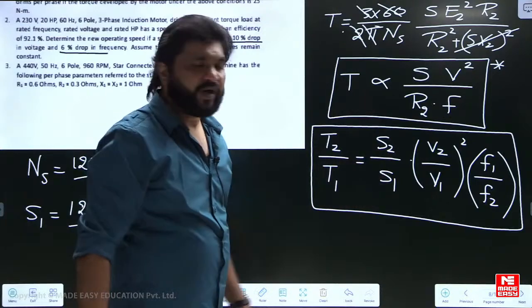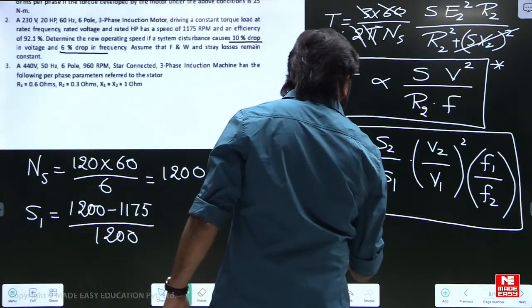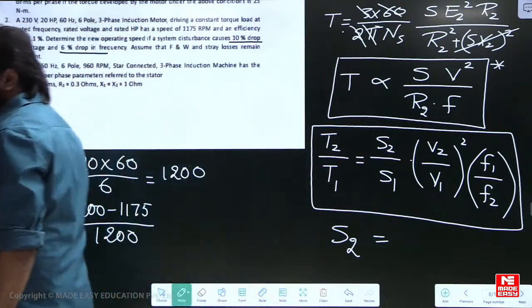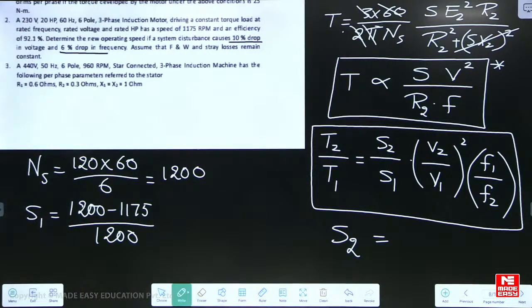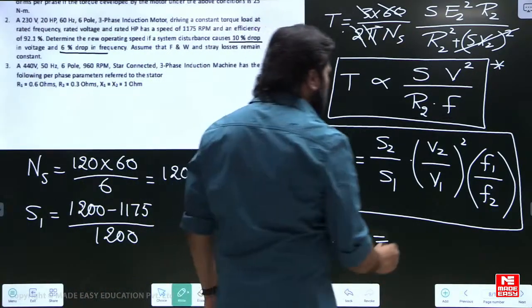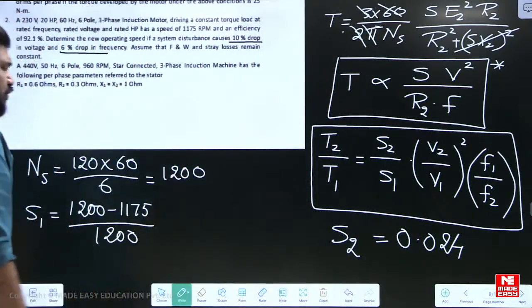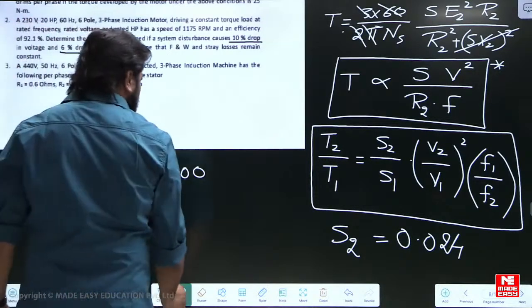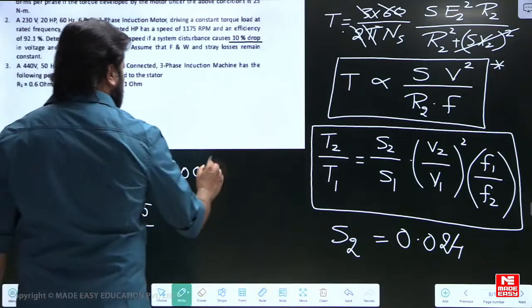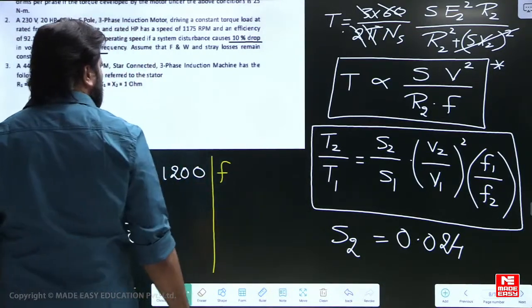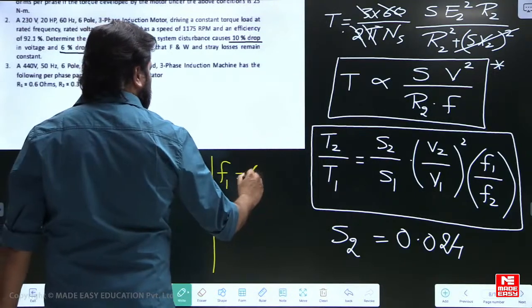Substitute S1, then you will get the S2 value. Check once, you will get S2 value 0.024, and then you can find out N2. F1 is 60 Hertz.